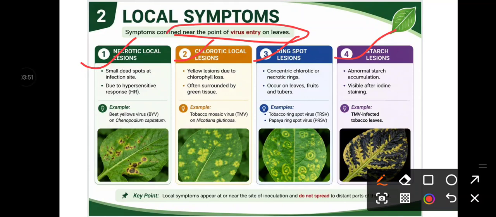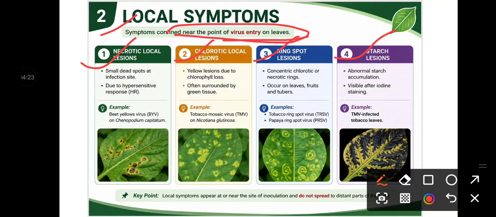So local symptoms are symptoms formed near the point of virus entry on the leaf, and they are localized, not spread out to all other parts of the plant. At the entry point only, that symptom will be produced. So definitely it will be small lesions only. So those lesions may be of 4 types.